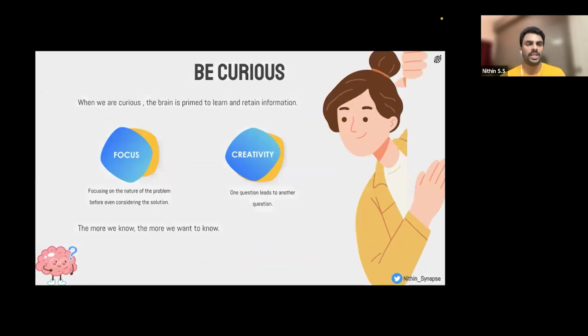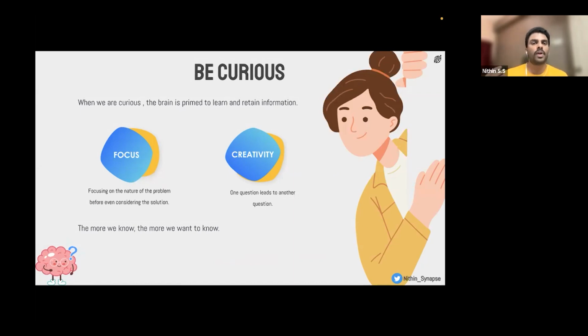And we have to be curious. When we are curious, the brain is primed for more learning capability, and it will retain information. So we should focus on the nature of the problem, what we are trying to solve, why we are trying to solve it, and what the purpose is of doing it in a certain way. And we also have to be creative in a way that one question leads to another.